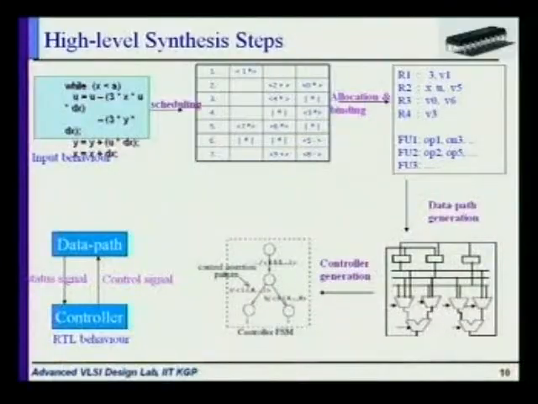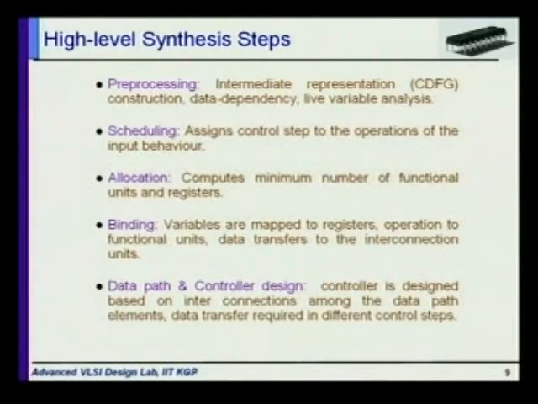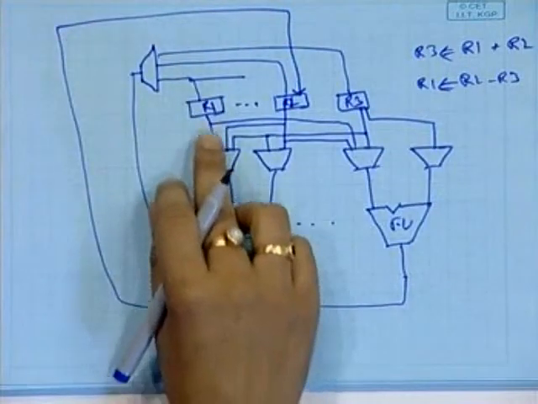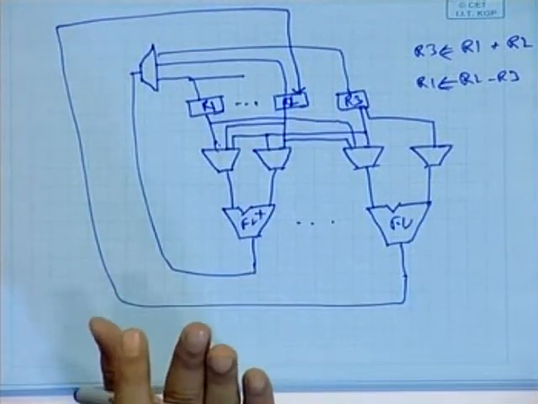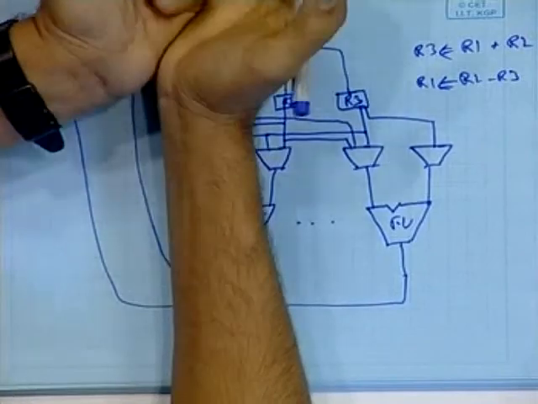And the next step is the data path and controller generation. After that you know how many registers there are and what the performance of the function units is. But now you have to interconnect the registers to the function units. So this step is data path generation. Now you can decide whether I will go for a bus based design, or a mux based design, or some other type of design, a mixed type of design. So what kind of interconnection I will use, you have to decide next.